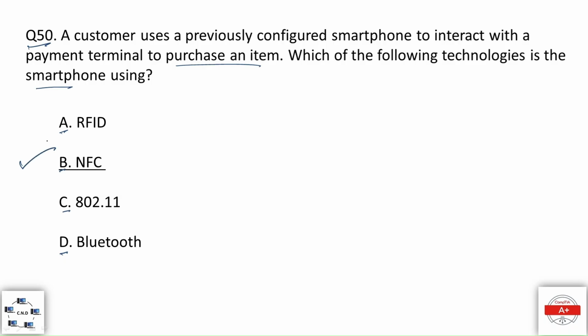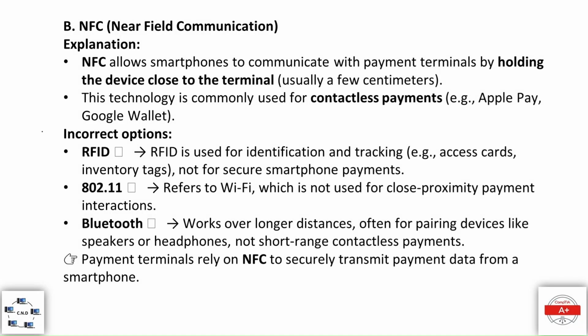Option B, NFC. And the explanation is, so the correct option is NFC, near field communication. NFC allows smartphones to communicate with payment terminals by holding the device close to the terminal, usually a few centimeters. This technology is commonly used for contactless payments, for example, Apple Pay and Google Wallet.